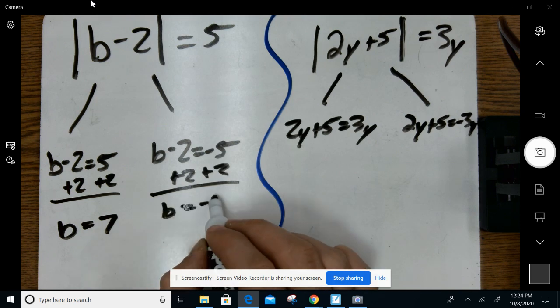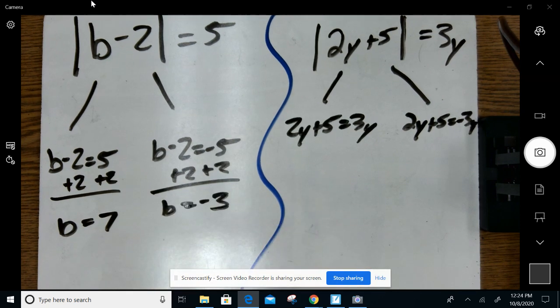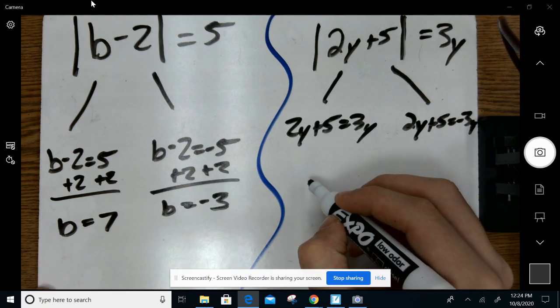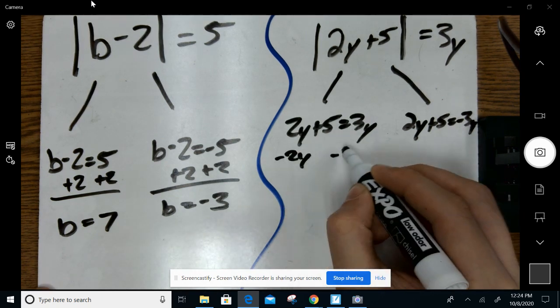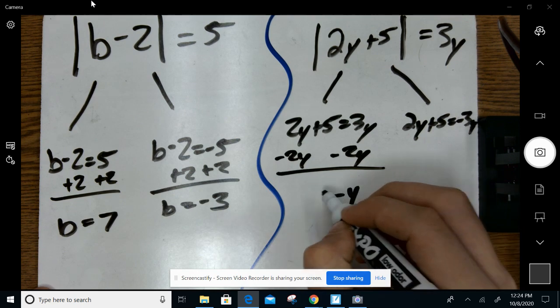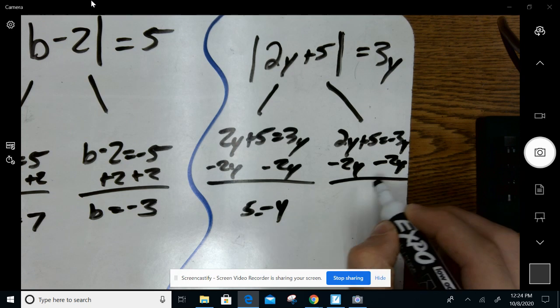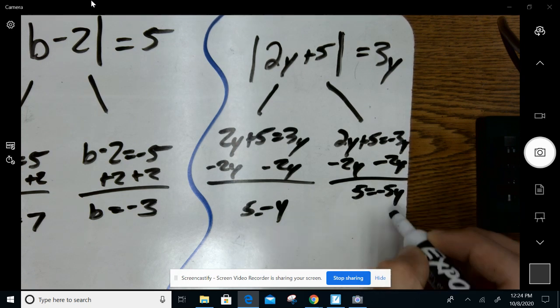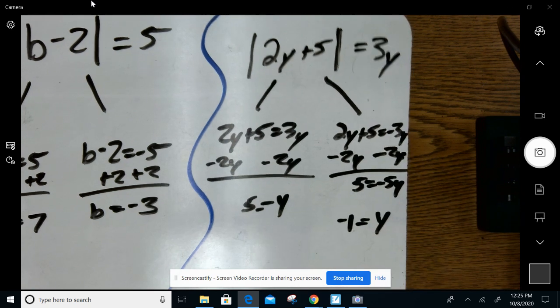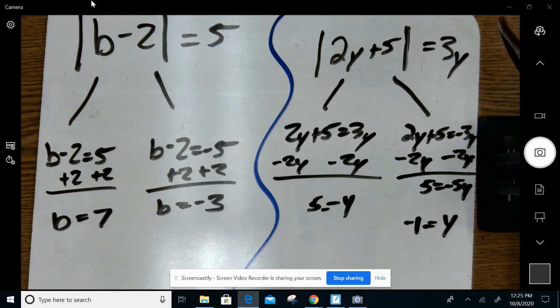Now there's never a guarantee, but you got two answers, right? And you'll get the same thing here. You'll get two answers, y equals 5 and y equals negative 1. Okay, so once you split them into the two cases, I believe that you can find your answers. But here's the thing. You get two answers here, and you get two answers here.